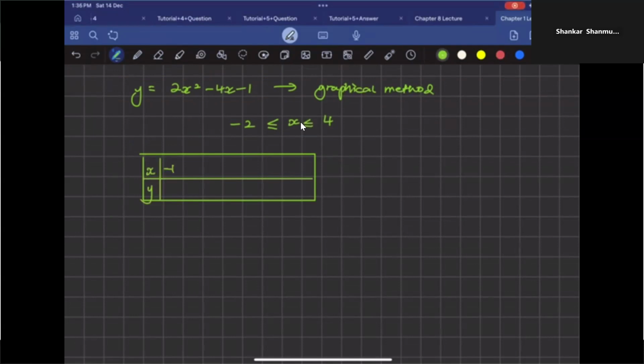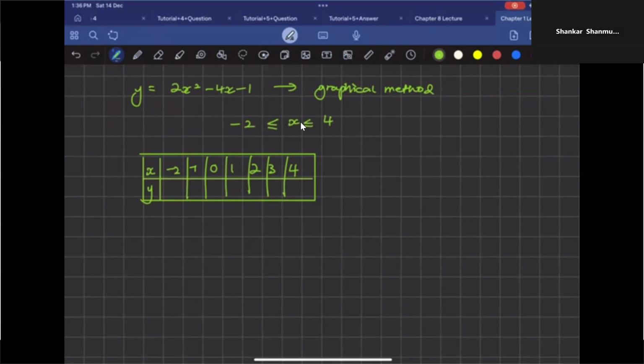X: minus 2, minus 1, 0, 1, 2, 3, 4. Okay? And then you calculate the Y value for each of these. So you should get... okay, I want you guys to calculate yourself. So I won't be going through this.